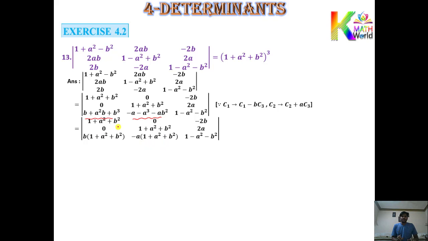That's it. Now if you see the first column, then you got 1 plus a square plus b square common. If you see the second column, then again you got 1 plus a square plus b square common. It means 1 plus a square plus b square into 1 plus a square plus b square, so you got 1 plus a square plus b square whole square common. So that thing you can see. So from the first column you got 1 plus b square common, and from the second column again you got 1 plus b square common. See that?